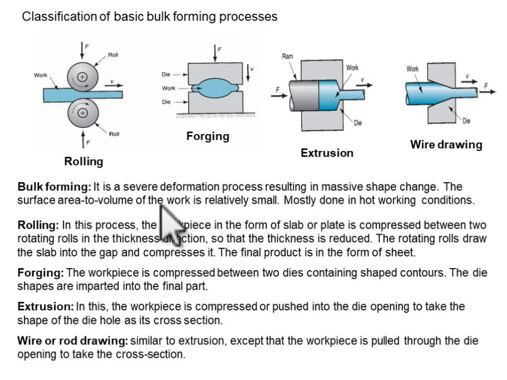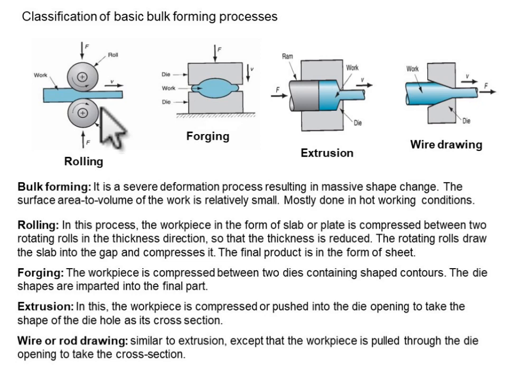The surface area to volume ratio of the work is relatively small because it is a bulk formation, and the volume is more as compared to surface area if we compare. So that's why the ratio is very small. And this is mostly done in hot working. Again, the hot working, cold working, and warm working we'll discuss in next slides. Firstly, we will go through this basic introduction to different kinds of bulk forming processes.